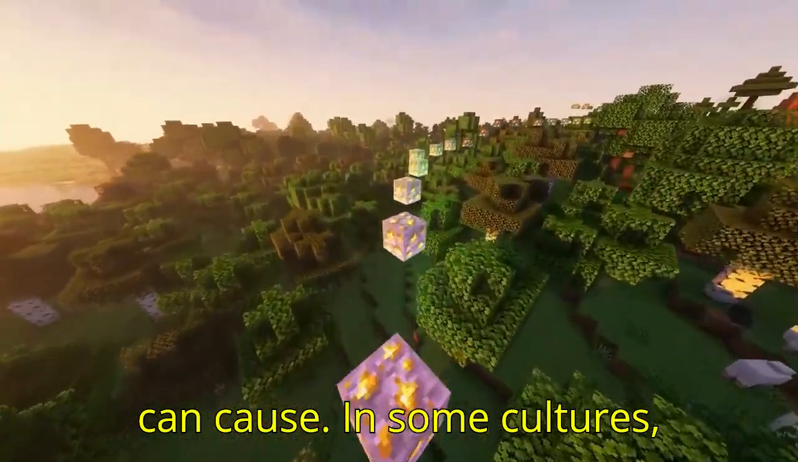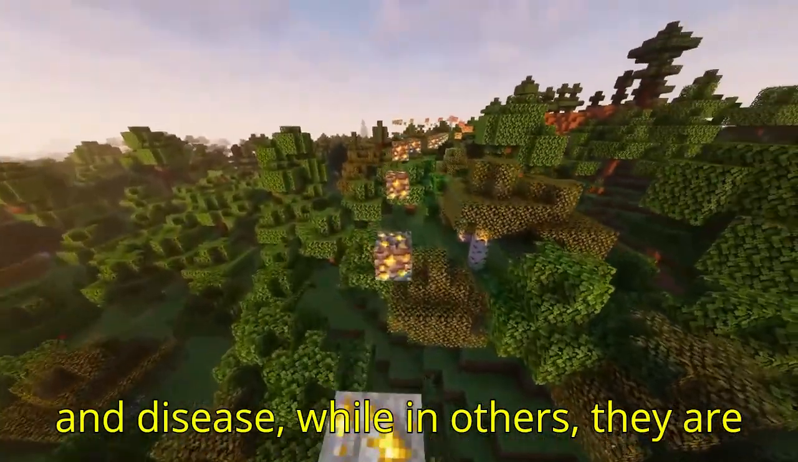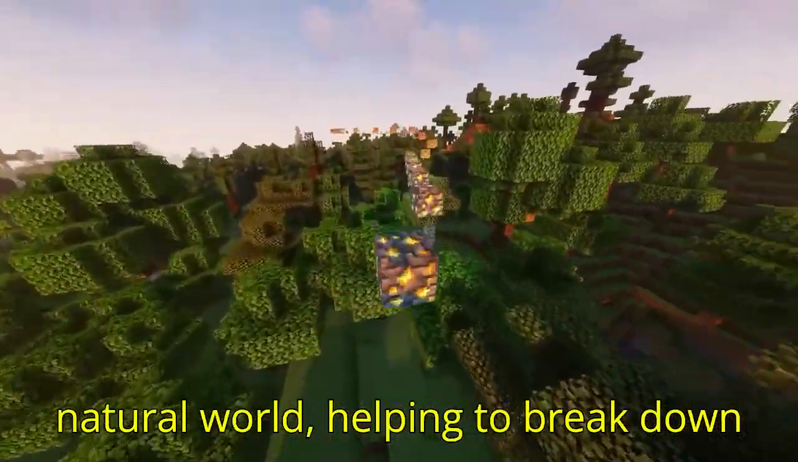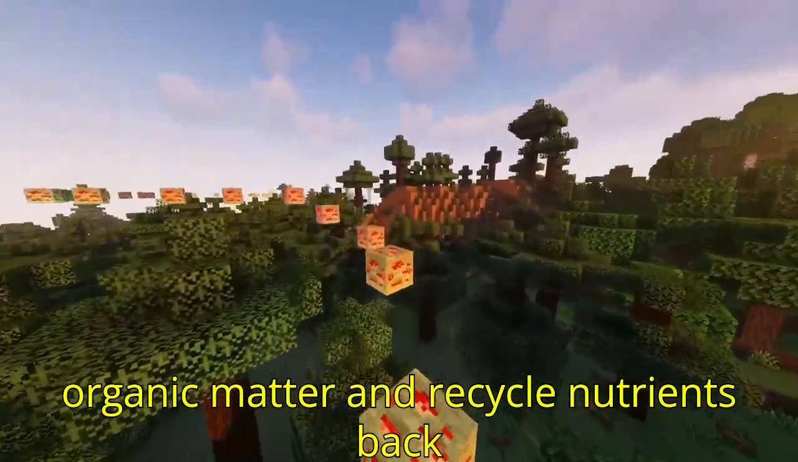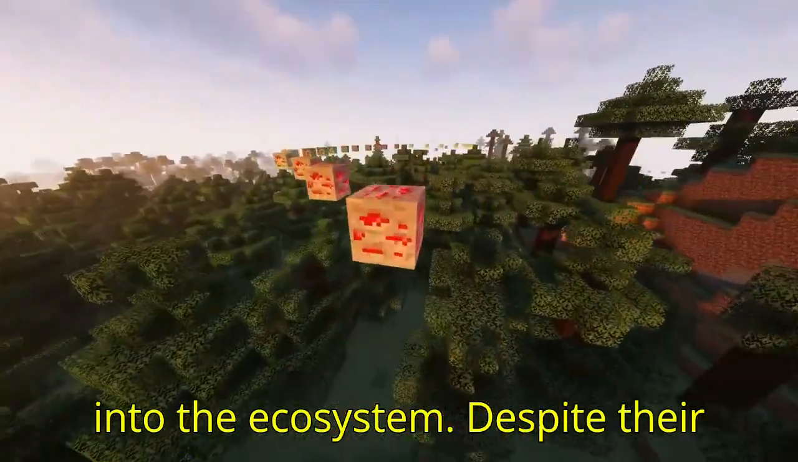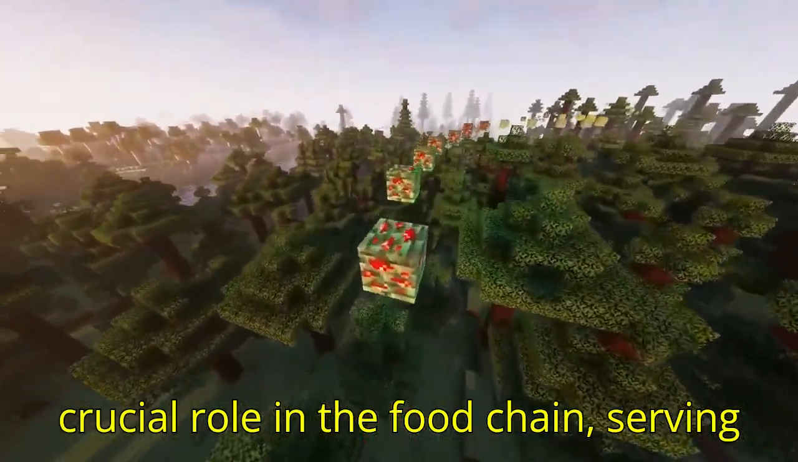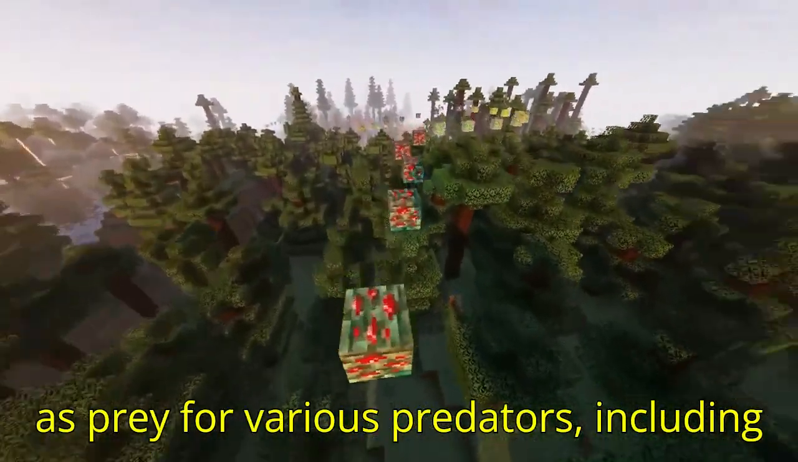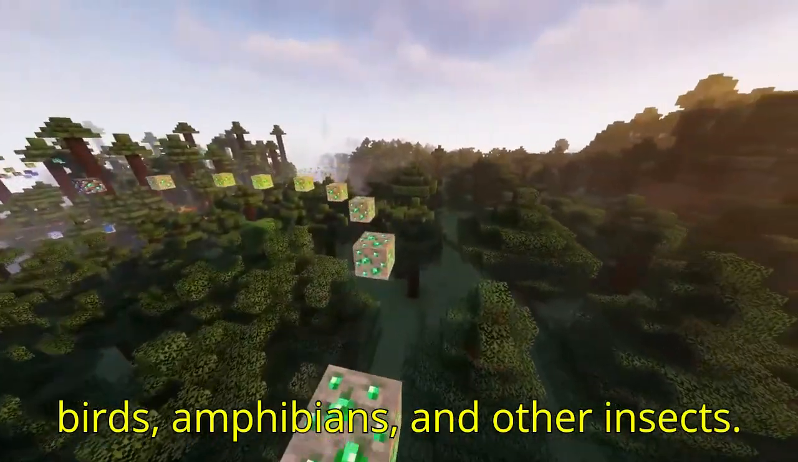In some cultures, houseflies are seen as symbols of decay and disease, while in others, they are regarded as a necessary part of the natural world, helping to break down organic matter and recycle nutrients back into the ecosystem. Despite their negative reputation, houseflies play a crucial role in the food chain, serving as prey for various predators, including birds, amphibians, and other insects.